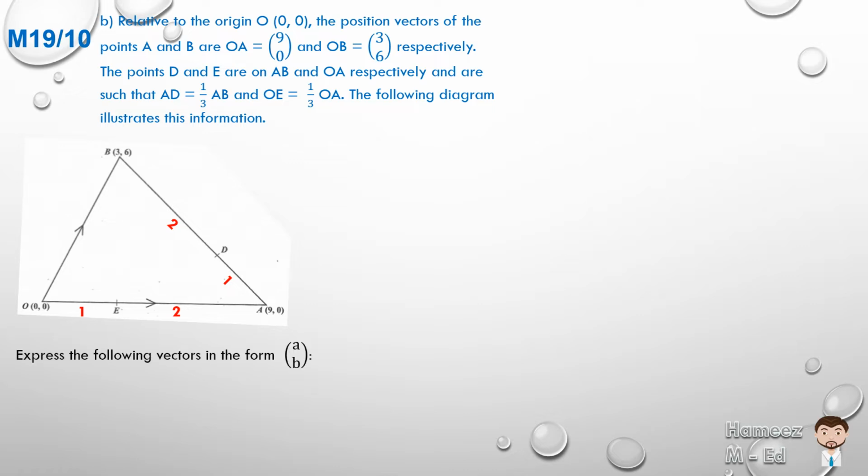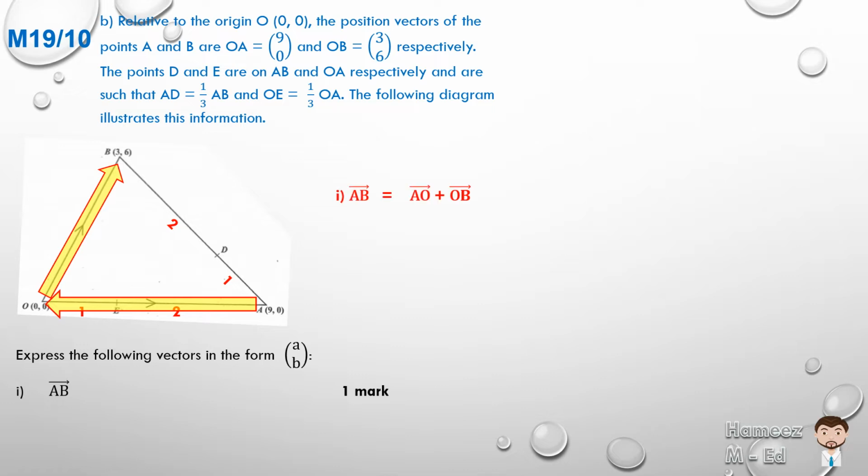Express the following vectors as a column vector. So part 1, we're looking at AB. AB is already given on the line. So how do we move from A to B? Let's take a look. To move from A to B, we start at A and we head to O. And then from O, we continue in the direction of B. So let's write that down.